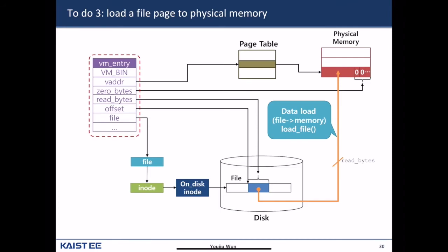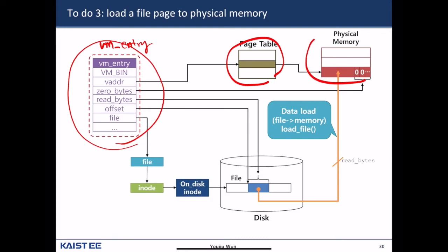So this is a detailed step of loading a file page to the physical memory. There is the virtual page entry. This is the virtual entry. And then there's the page table, and then there's physical memory. So when you load the file, you search the location of the desired block from the disk using a file structure and offset. And then you identify the physical location of the data block you need to read. And from the VM entry data structure, you're going to use the offset field and file field to identify which file and which block you are required to read.